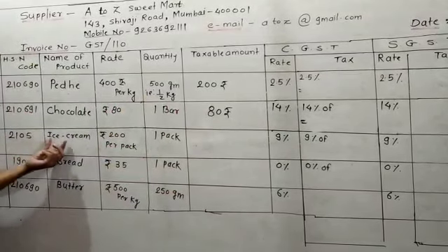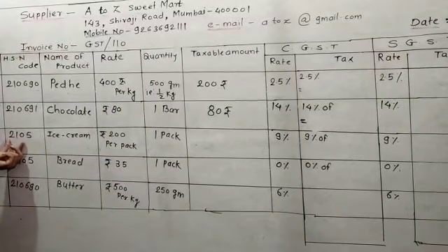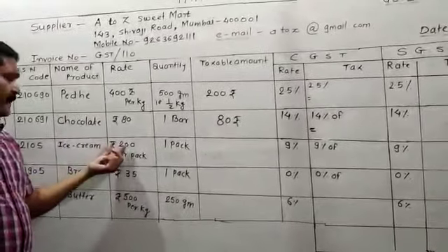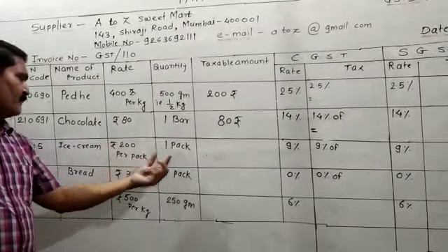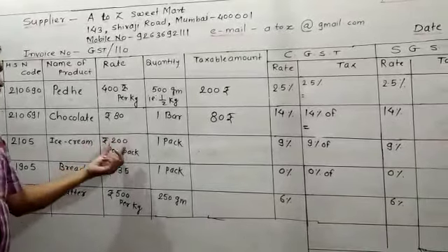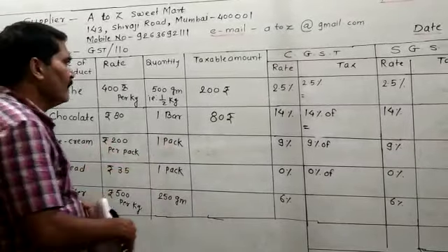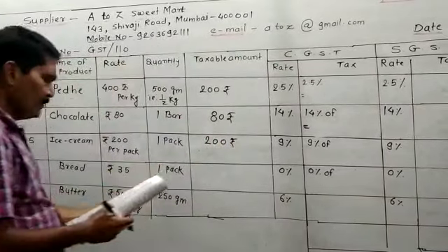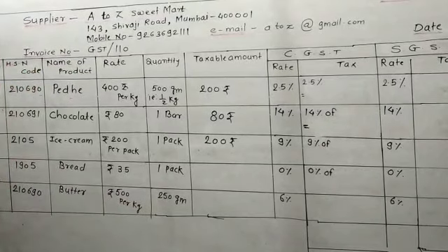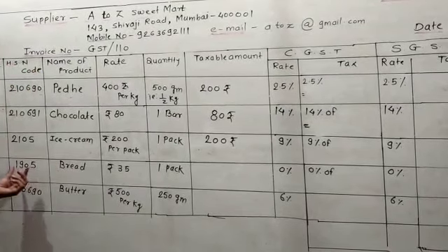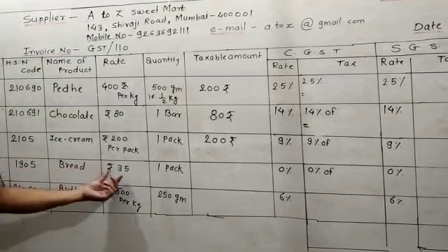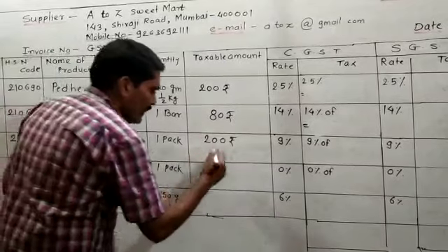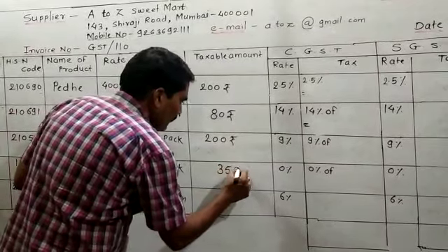Next, ice cream. The HSN code is 2105. The rate is 200 per pack, and he purchased 1 pack, so the taxable amount is 200 rupees. After that he purchased bread. The HSN code is 1905 and the cost is 35 rupees per pack. He purchased 1 pack, so the taxable amount is 35 rupees.